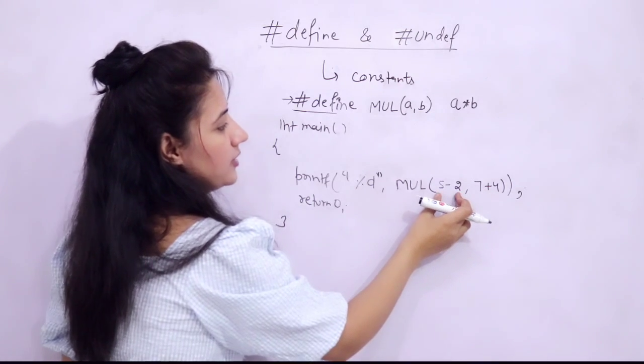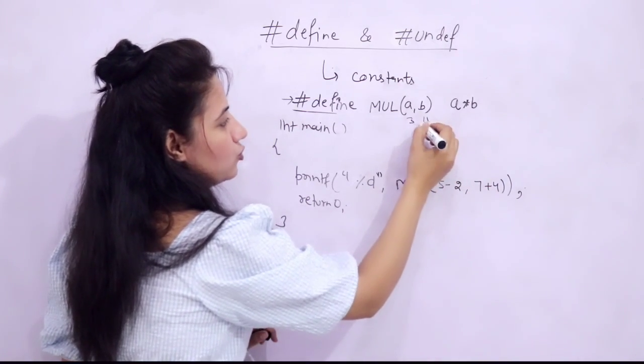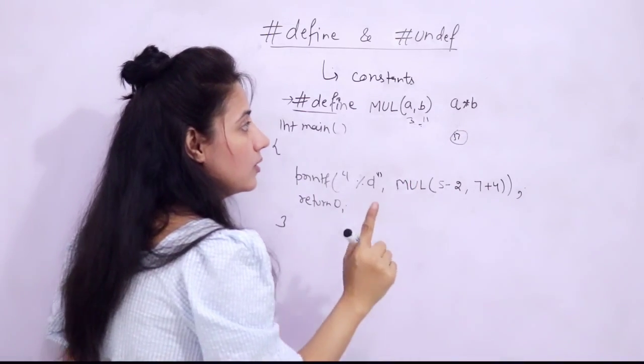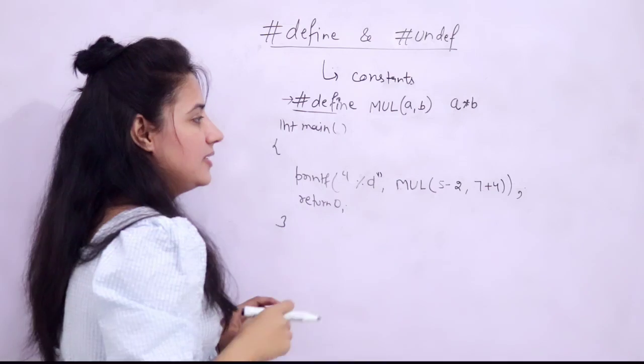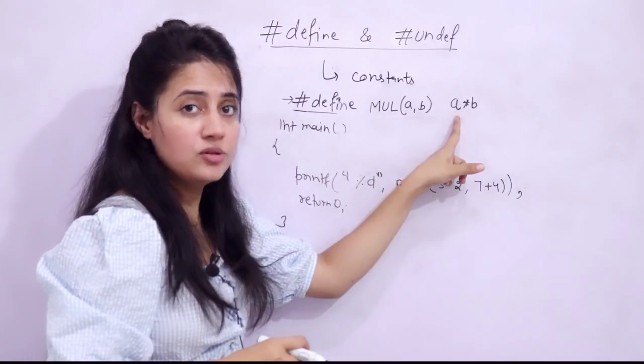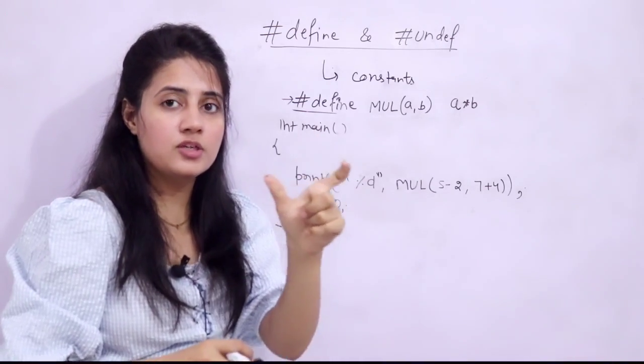5 minus 2 means A is 3 and B is 7 plus 4, that is 11. So it will give 33 output, right? No, this thing you need to take care. See, first the expansion, the substitution would be done. After that, evaluation of the expression would be done.